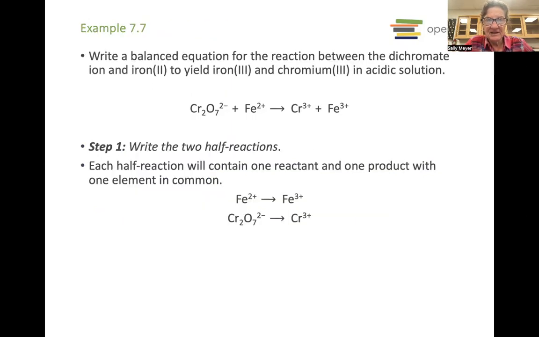So we're going to look at this reaction between, I think that's dichromate and the iron 2 cation forming chromium 3 and iron 3. So the first thing we know is step 1, write the two half reactions. So iron has to go to iron, chromium has to go to chromium.